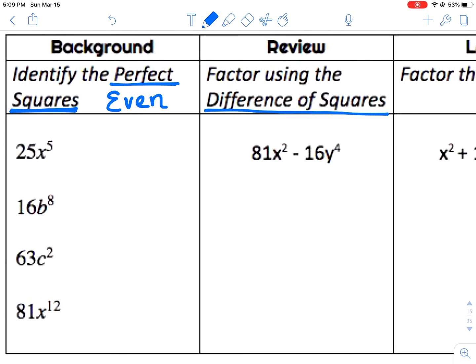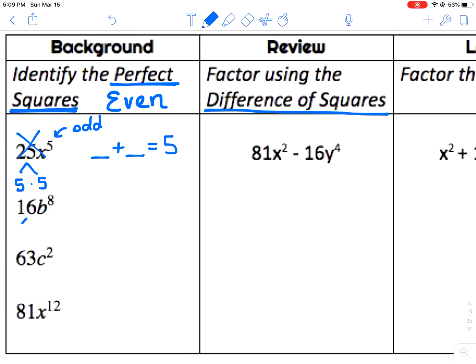So if we look at our first example here, we have 25, which can be split into 5 times 5. So 25 is a perfect square. But if you look at our exponent here, our exponent is odd because 5 cannot be split into two equal whole numbers that add to 5. And we're not including decimal exponents right now. So we would say, no, this is not a perfect square.